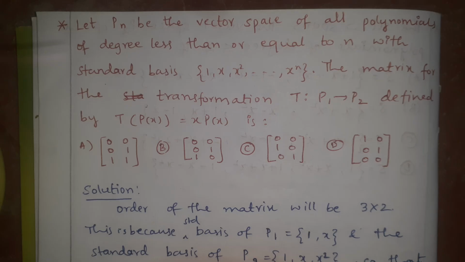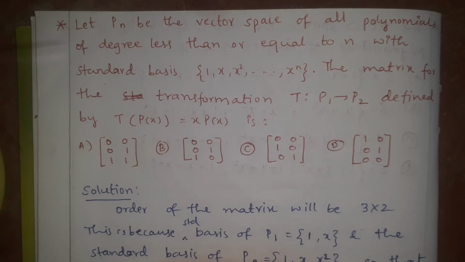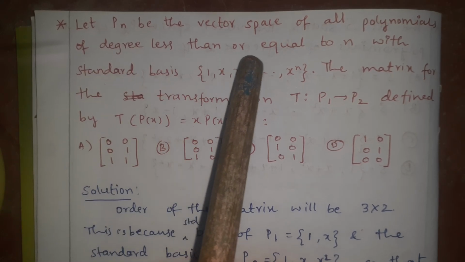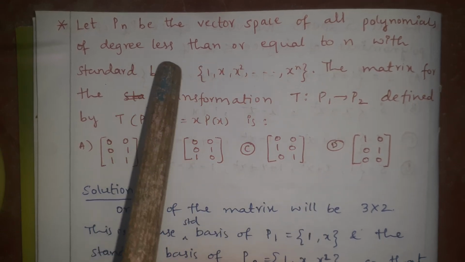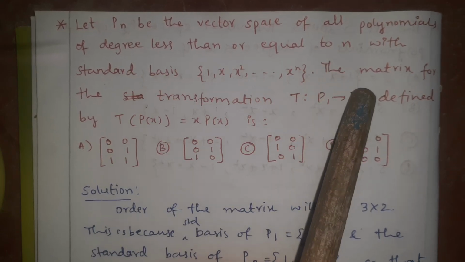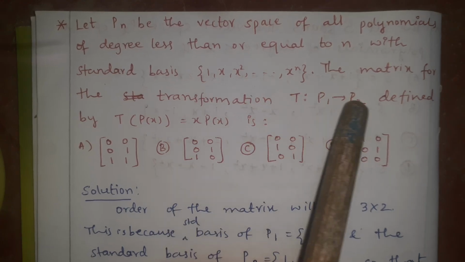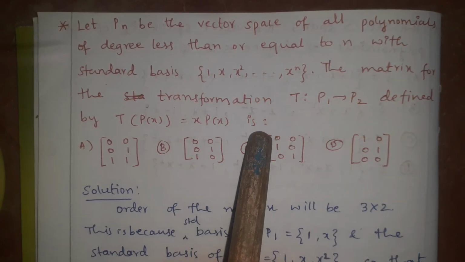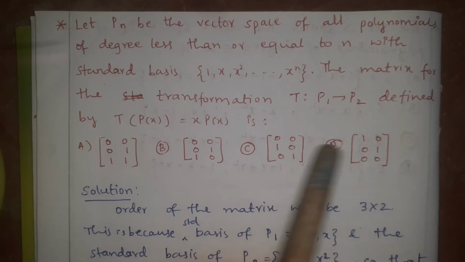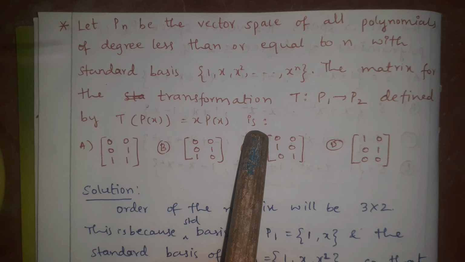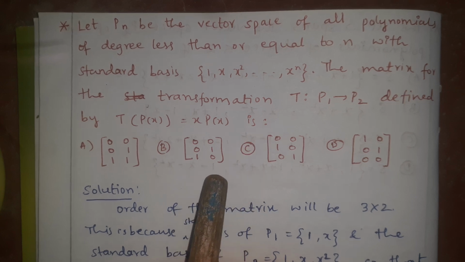Today I am discussing some linear algebra questions from JK set 2025. The first question: let Pn be the vector space of all polynomials of degree less than or equal to n with standard basis 1, x, x square and so on, x to the power n. The matrix of the transformation T from P1 to P2 defined by T of P of x equal to x P of x is. So they have given the options.